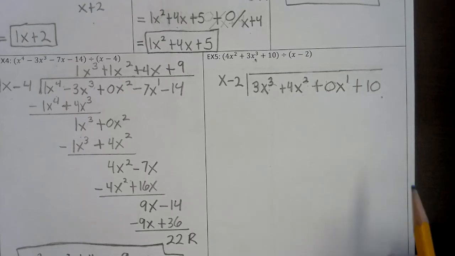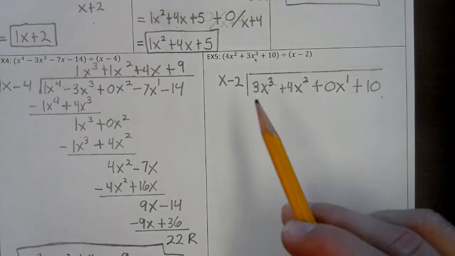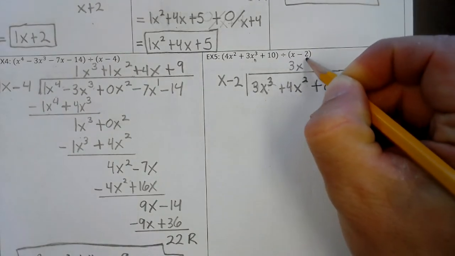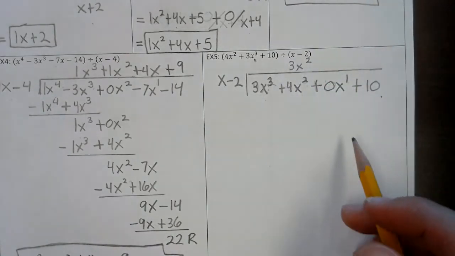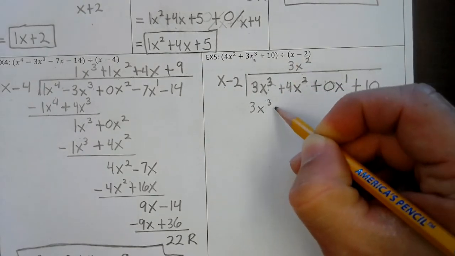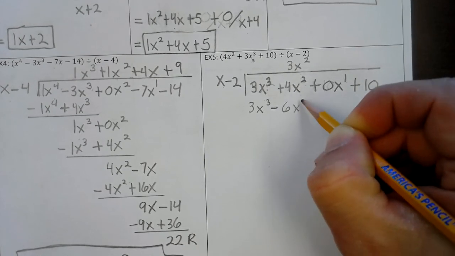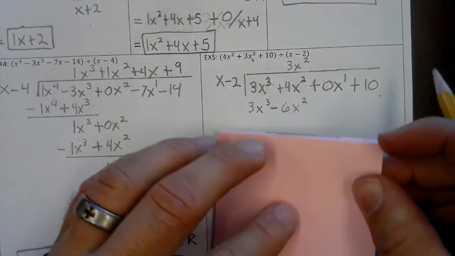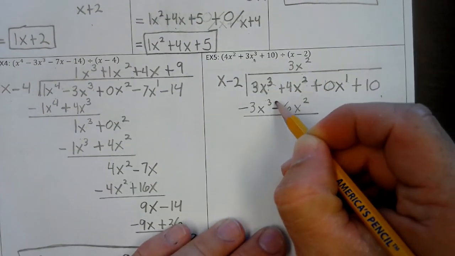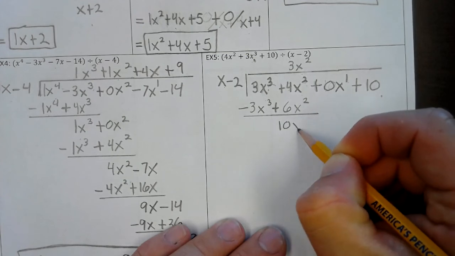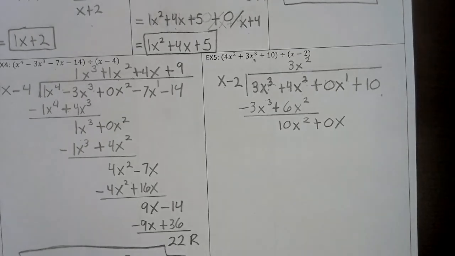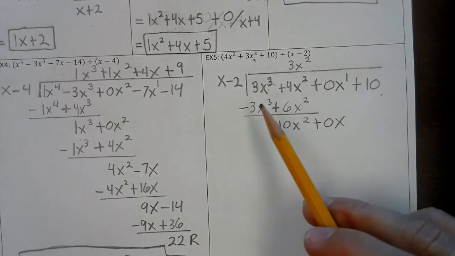You can divide. So now how many times is x going into 3x cubed? 3x squared. And notice we continue to keep the x squared, the x lined up. Okay. Now we multiply 3x squared times x minus 2 is 3x cubed minus 6x squared. Okay, we subtract. Subtract a minus becomes a positive. Those cancel. You're left with 10x squared. Bring down 0x. Now we repeat the steps. How many times is x going into 10x squared?